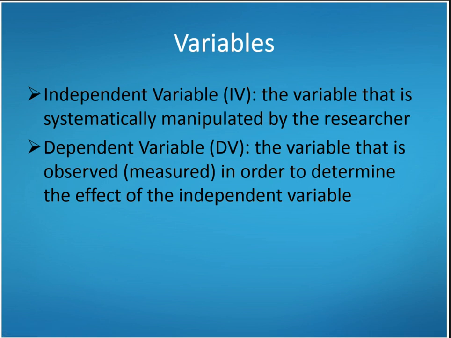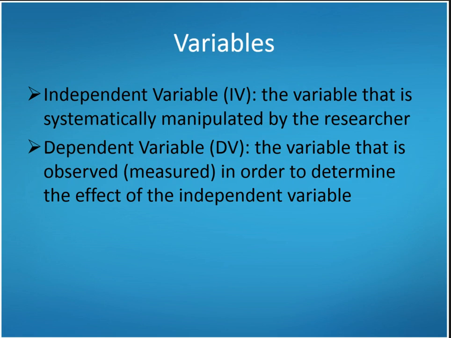So let's look at some examples, because that really doesn't say a whole lot there, does it? You might change the type of information, organized or random, that's given to participants to see what effect this might have on the amount of information that's remembered. In that particular example, the type of information is the independent variable because it changes, and the amount of information that's remembered is the dependent variable because that's what you're measuring. So dependent is what you're measuring.